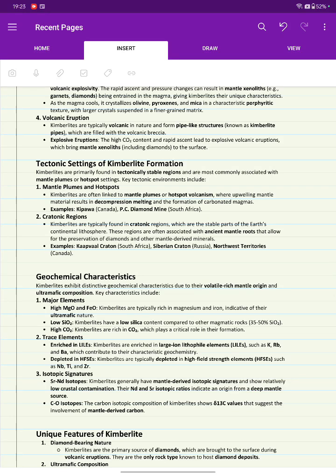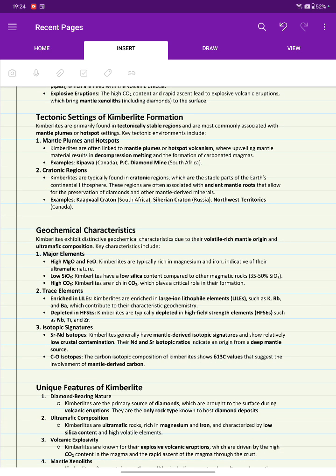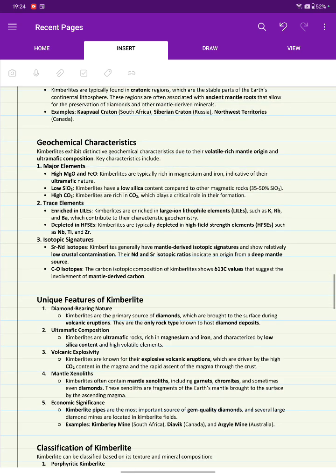So kimberlites are typically volcanic in nature and form pipe-like structures. Tectonic settings of kimberlite formation: kimberlites are found in tectonically stable regions. They are most commonly associated with mantle plumes and hotspots, where upwelling mantle material results in decompression melting of the carbonated mantle. Kimberlites are often found in cratonic regions, the stable parts of the Earth's continental lithosphere, with ancient mantle roots that allow the preservation of diamonds and other mantle-derived minerals.